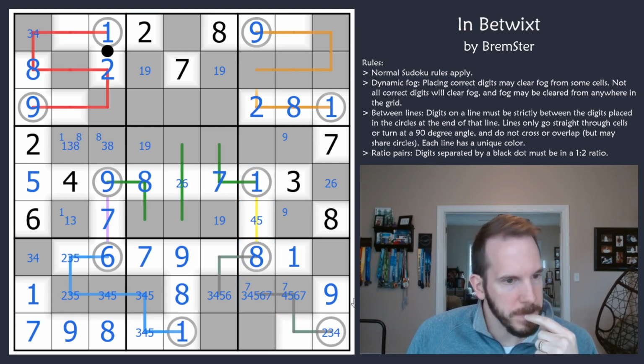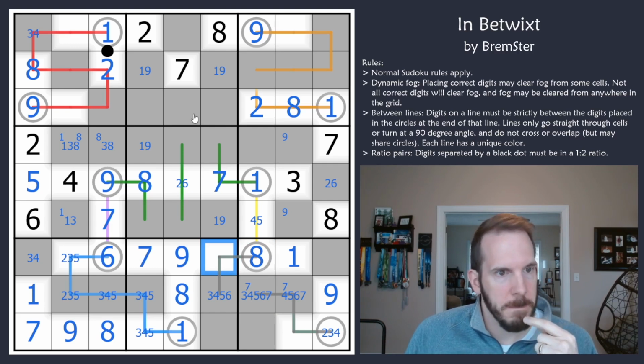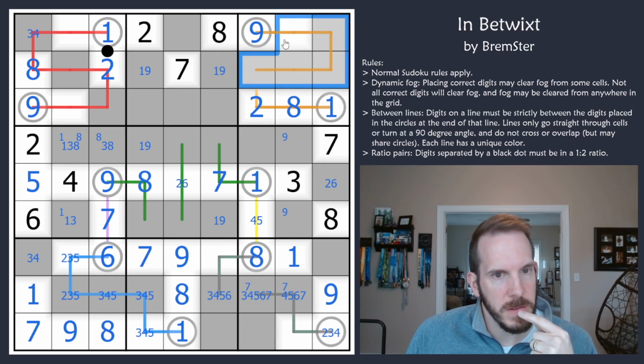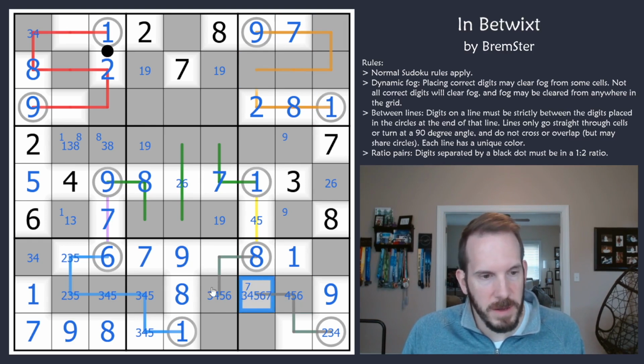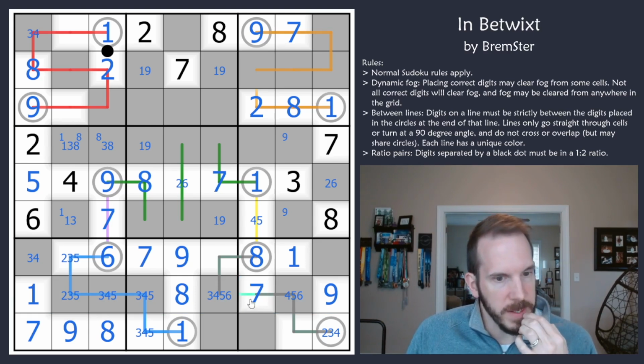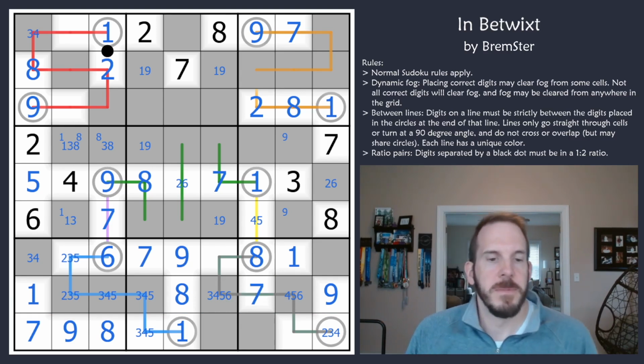Let's see. This box, 3, 4, 5, 6, 7. 7 in this box can't be in those cells by the given 7, so this needs to be a 7. And we said this row needs a 7 in it, and the only place we can go is here. And we get, okay, so this line does close this way because of this teal line here.